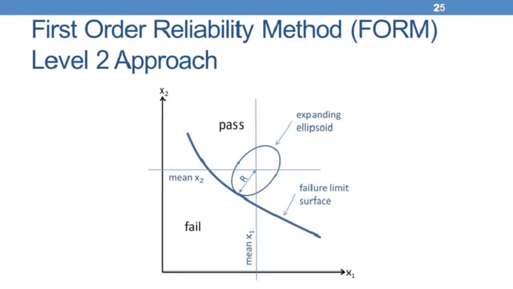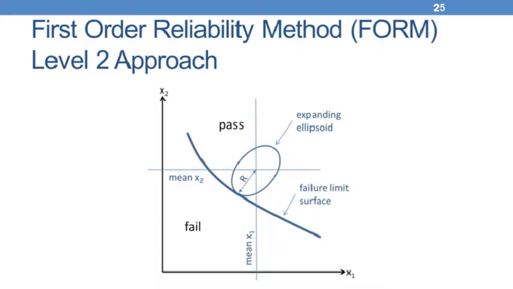So moving on to a brief discussion of the first order reliability method, or FORM. This approach is, in essence, a mathematical optimization technique that seeks to find a minimum distance between an expanding ellipsoid that represents the probability distribution of the input variables and a limit surface that represents the failure criterion. The minimum distance shown by R on the figure equates to the reliability using the standard normal distribution.